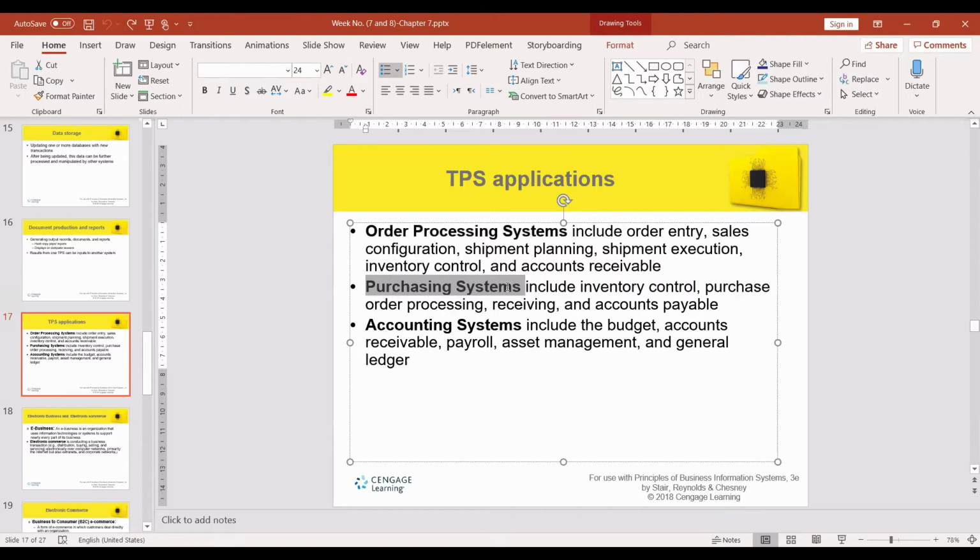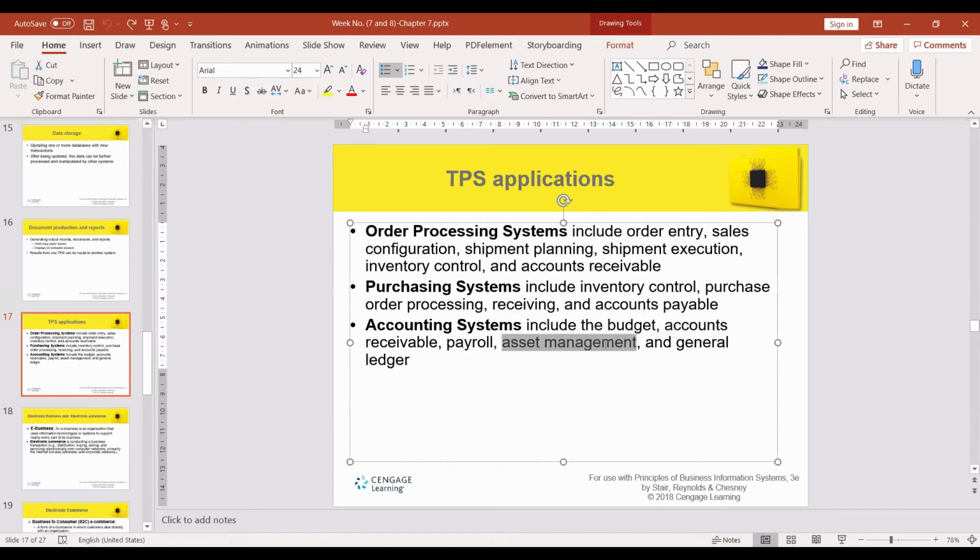Another is purchasing systems, which include inventory control, purchase order processing, receiving and accounts payable. Accounts payable means that you have to pay an amount to your customer or to a supplier. Another system is the accounting system, which of course includes the budget, accounts receivable, payroll. Payroll means the salary-related stuff.